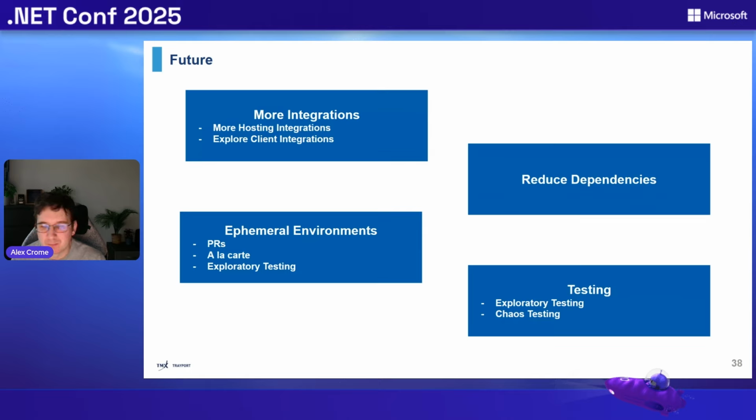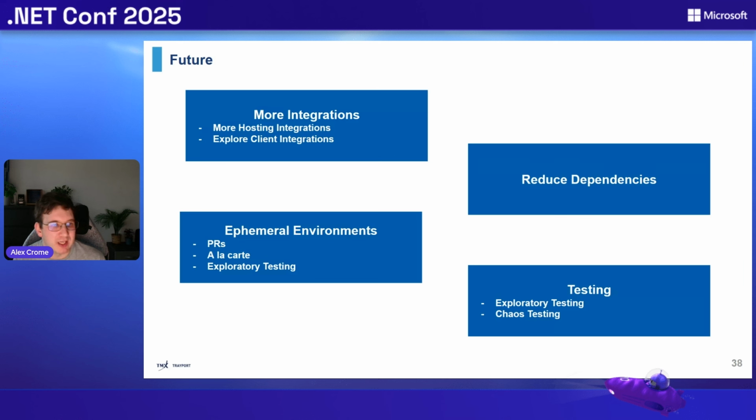Things like that. Can we use things like the deployment capabilities of Aspire to build ephemeral environments? So you've got a PR, someone wants to do some exploratory testing on it. Can we just have a simple deploy this and you get a Kubernetes environment within a couple of minutes?